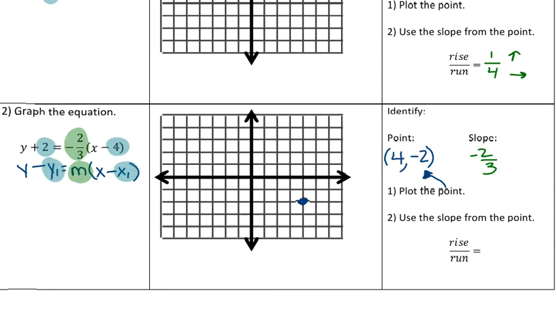Now, we're going to use our slope from this point. Okay, so that's different than slope-intercept form. Slope-intercept form, we were on that y-axis. Here, we're starting from this point. Okay, and our slope is negative 2/3.